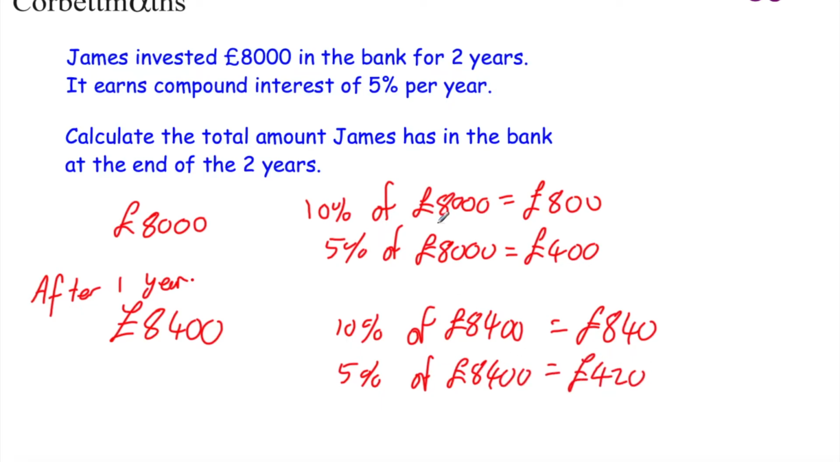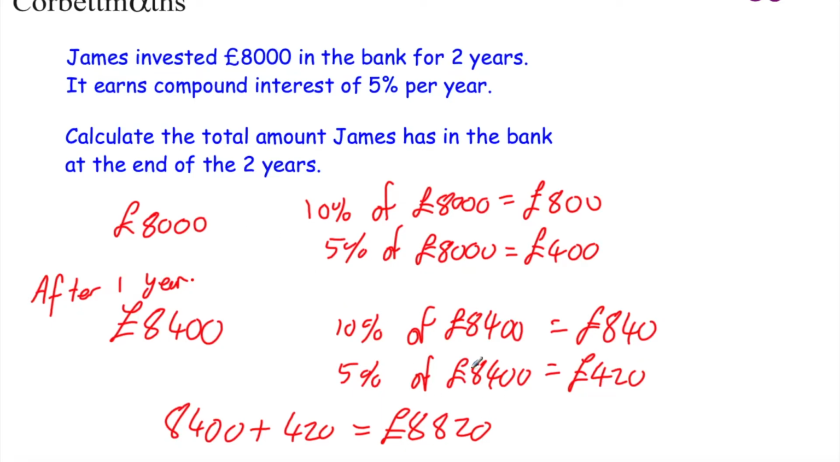So that means that in the second year, it earns £420 interest. It gets added on to what he has in the bank account at the beginning of that second year, which is 8,400. So we're going to do 8,400 plus 420, which is equal to £8,820. So in the bank account after 2 years, James will have £8,820. And that's it. Now, if the question was worded slightly differently, and rather than asking us for the total amount of money James has in the bank, it just asked us for how much interest he earns after 2 years, the answer would be £820.